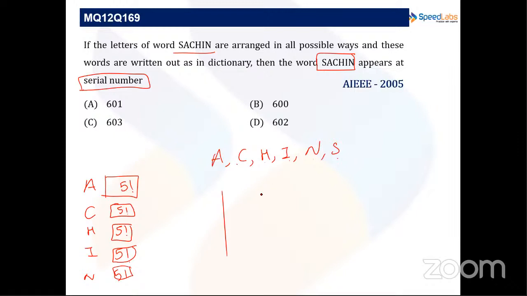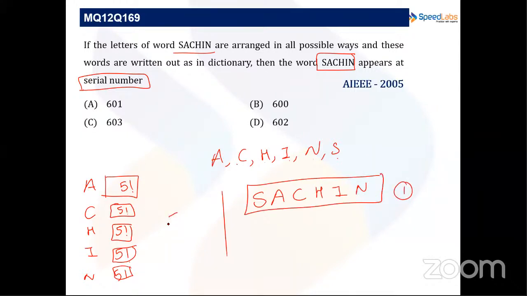So when we start with S, A will be there, then alphabetically C, then H, then I, then N. So this will be our one word. So these are 5 into 5 factorial, that is 5 into 120, so 600, and Sachin is at position 601. Good. Manvi and Param, correct answer.